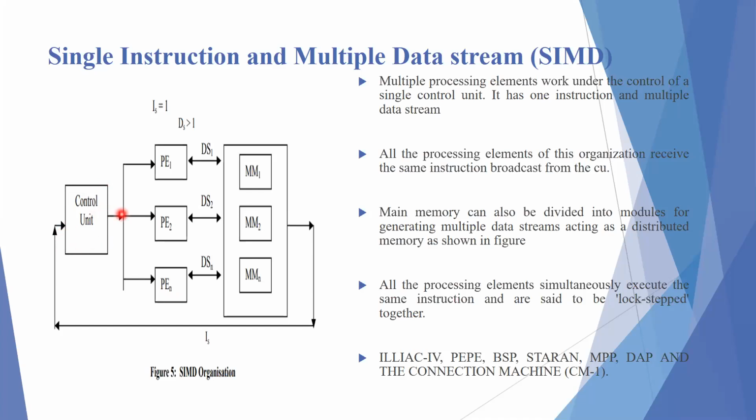So this instruction goes to multiple processing elements, depending upon how many processing elements are required in the architecture. Each processing element now has its own data stream, so DS is greater than 1 now. This will have its own data stream, this will have its own data stream, this will have its own data stream, right? And then they will operate on multiple data streams with the same instruction. So, single instruction running on multiple data streams in parallel.